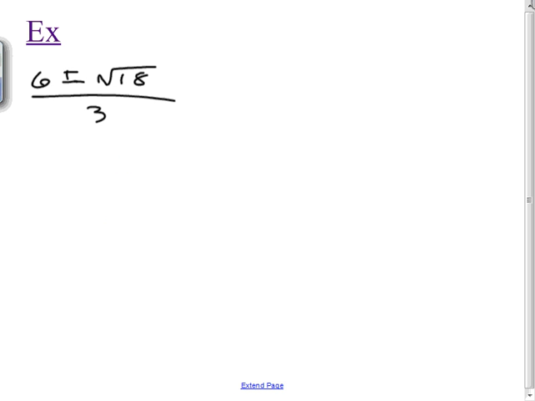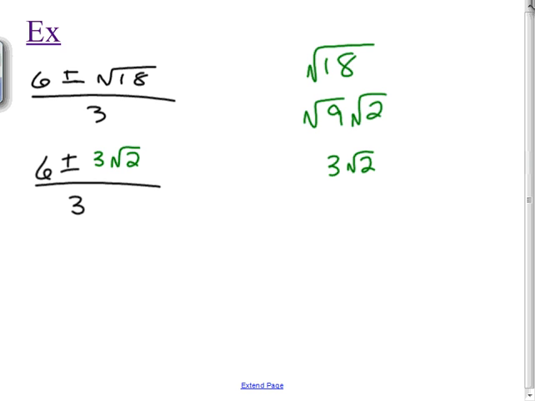Here's another one. Take a moment, please. Try to start breaking this down. First, break down your radical. Then see what you could possibly factor out and keep going from there. So I broke the radical down. I rewrote it into my problem. Now I have to factor out what I can.